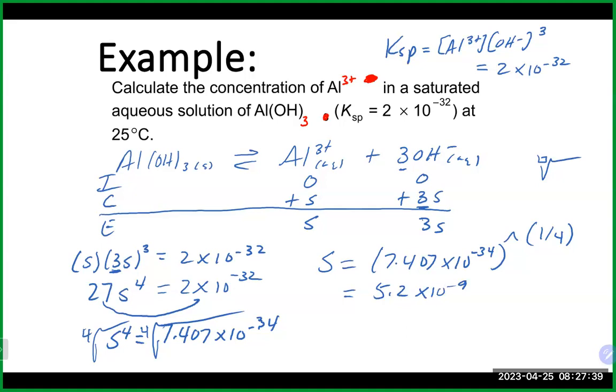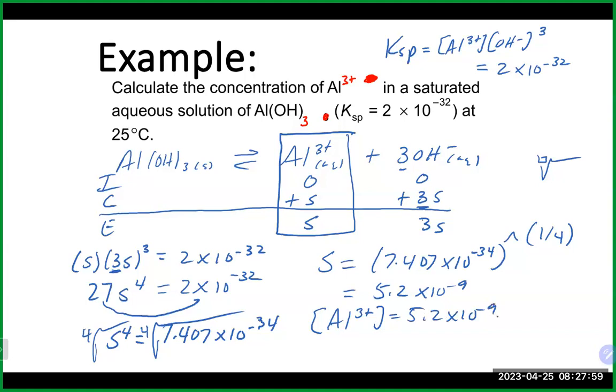Again, your calculator might have run out of room, and you might just have a bunch of zeros and a 5 at the end if you're in decimal form. That is our molar solubility. If we go here to aluminum, that would be the concentration of aluminum, right? Would be in this case 5.2 times 10 to the minus 9 molar, which is what that would be.